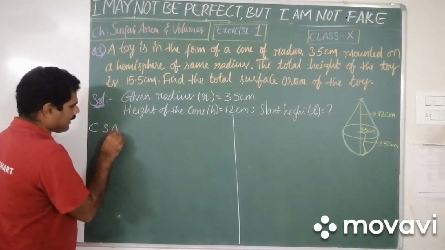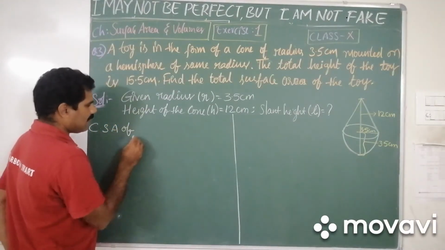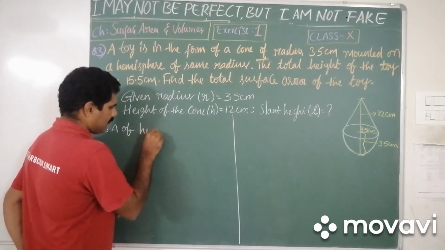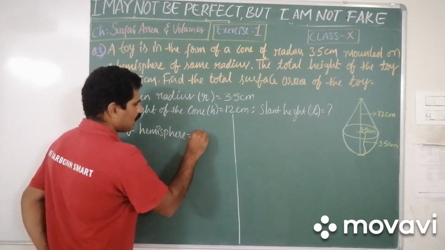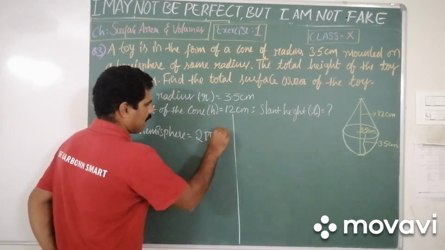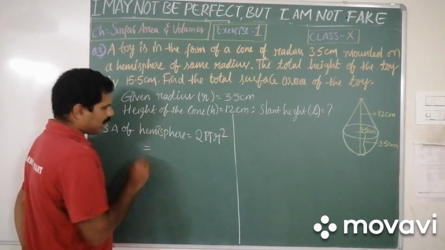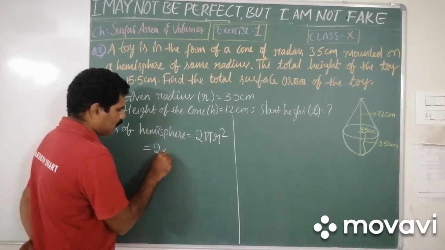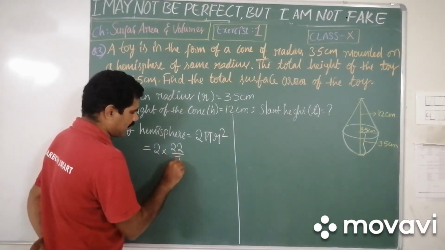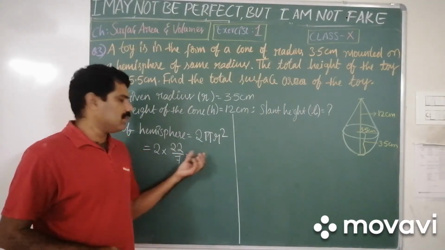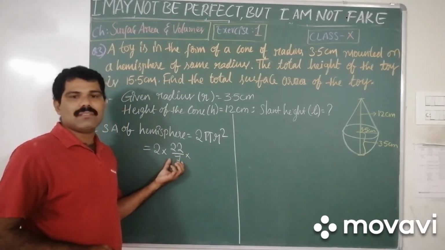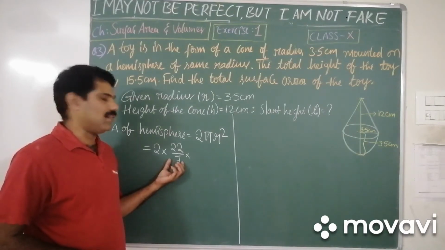Now let us find the curved surface area of the hemisphere first. Curved surface area of hemisphere is equal to 2 pi r square. 2 into pi, where pi is 22 by 7, unless they give you the value of pi, we can use this, that is 22 by 7.